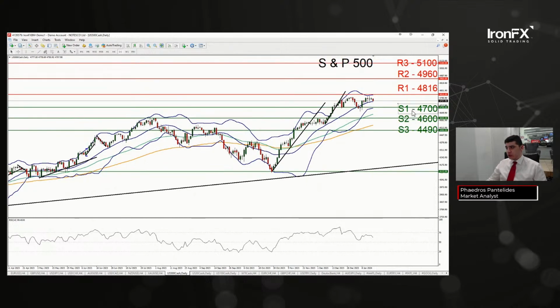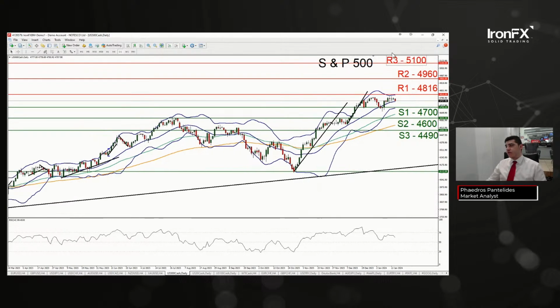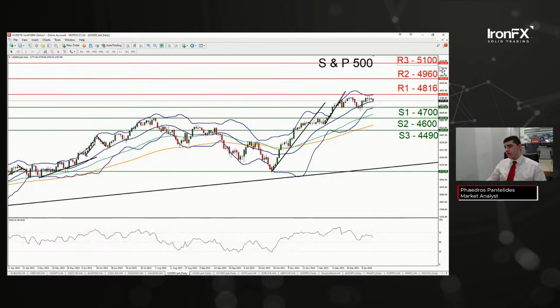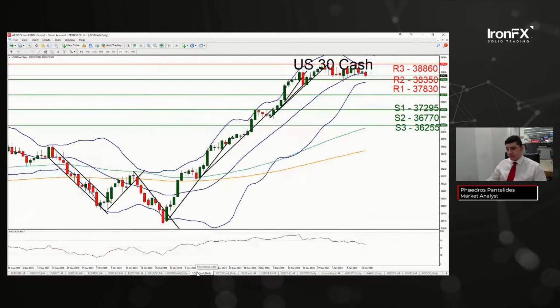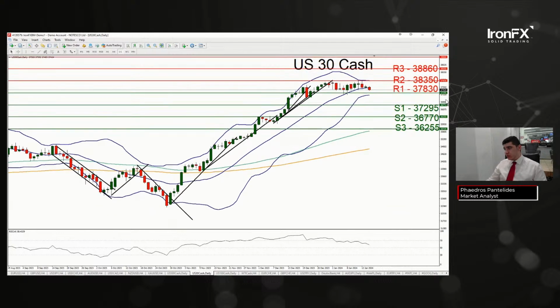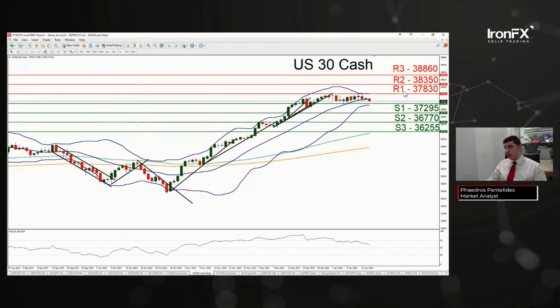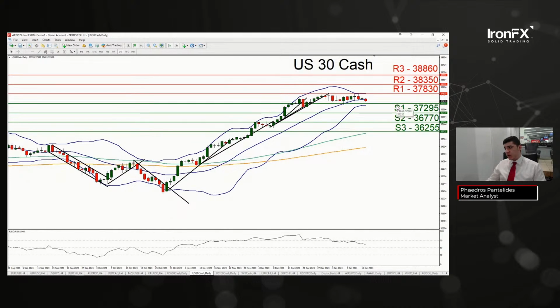And as such, I would not switch my support or resistance levels. Instead, I would maintain a sideways bias for the index, fluctuating in between S1 and R1. Bullish outlook would have to break above R1. Bearish outlook would have to break below S1. For now, sideways on the daily chart. Dow Jones 30 also appears to be moving in a sideways fashion between S1 and R1. Note, we're still on the daily chart between S1, so 37,295, and then you have R1 at 37,830. So sideways bias between the two.